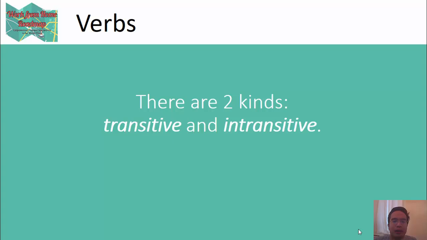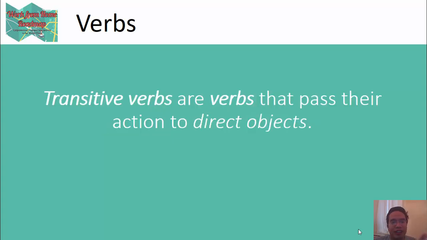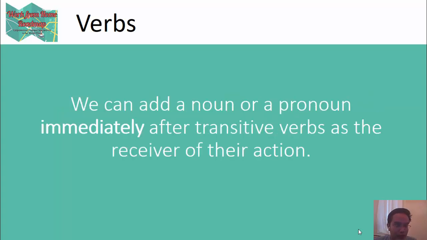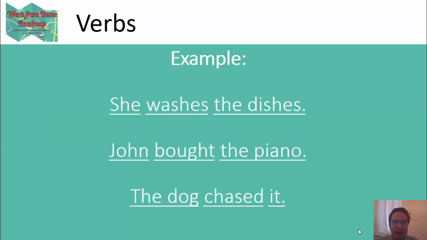There are two kinds of action verbs, transitive and intransitive. Transitive verbs are verbs that pass their action to direct objects. We can add a noun or pronoun immediately after transitive verbs as the receiver of that action. Some examples. She washes the dishes. John bought the piano. The dog chased it.